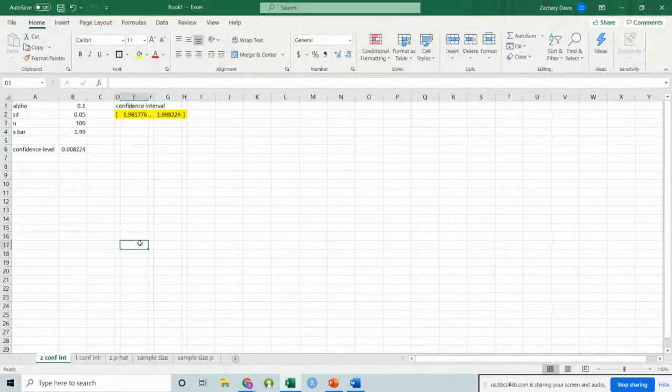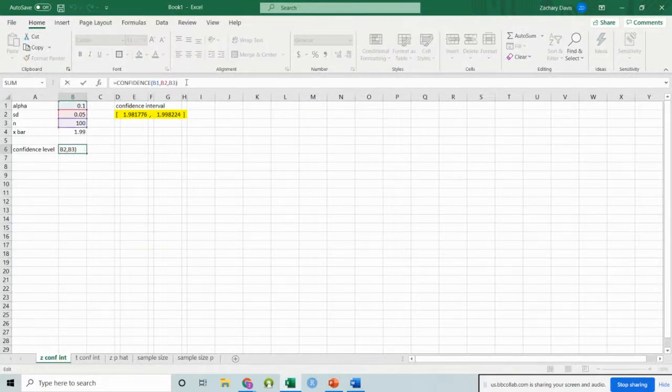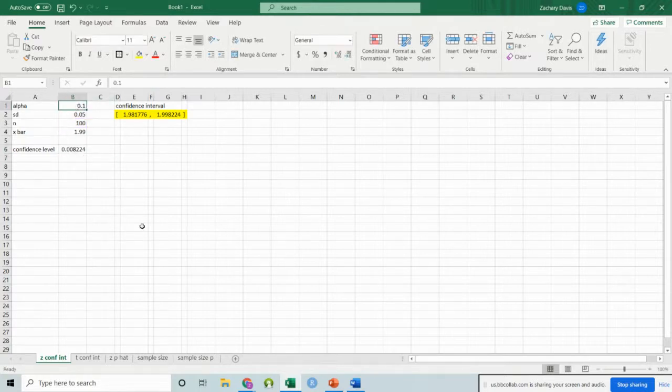So Excel provides a formula for finding the confidence interval based on a z-score and the normal distribution. Let's say you're interested in a 90% confidence interval. Well, to find alpha, it's 1 minus 90%, so 0.1 is 10%. That gives us our alpha value that we need for our formula.